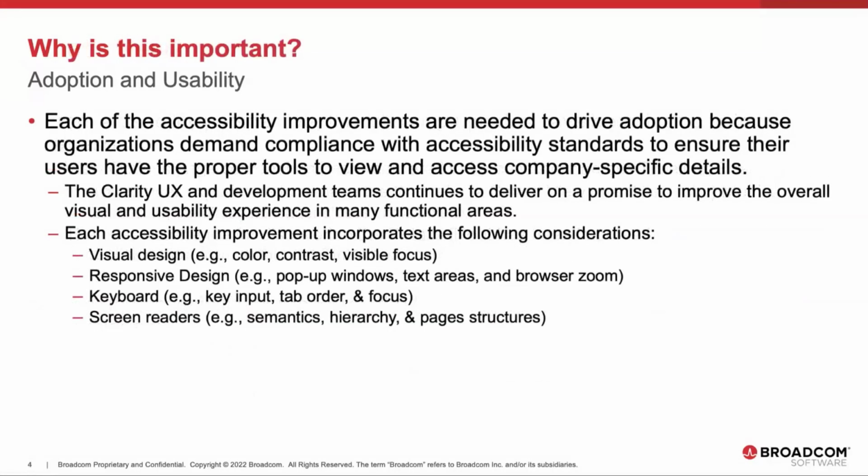So why is this important? Well, each of the accessibility improvements are needed to drive adoption because organizations demand compliance with accessibility standards to make sure that their users have the proper tools to view and access company-specific details. And also from a usability perspective, the Clarity UX and development teams continue to deliver on that promise to improve the overall visual and usability experience in many functional areas. Each of those accessibility improvements are also improving the overall experience for all users.